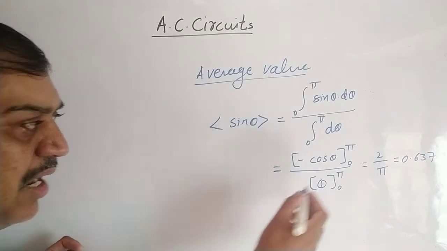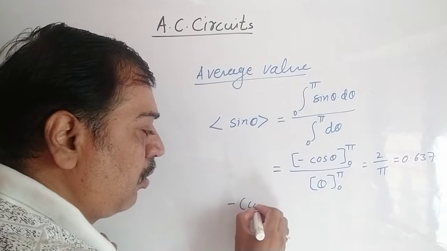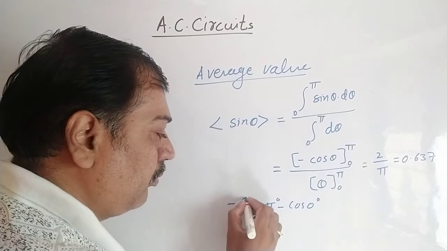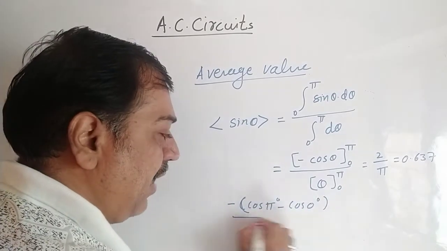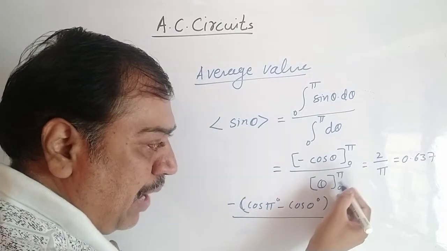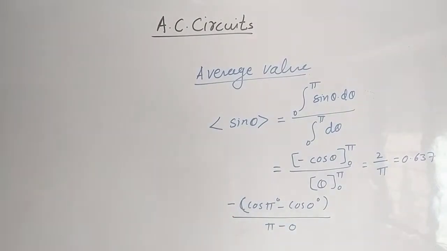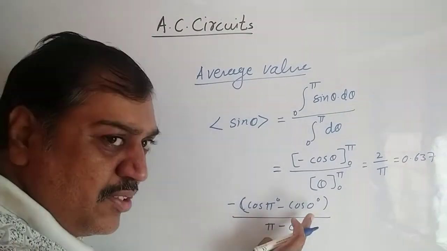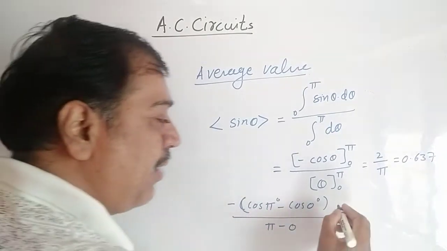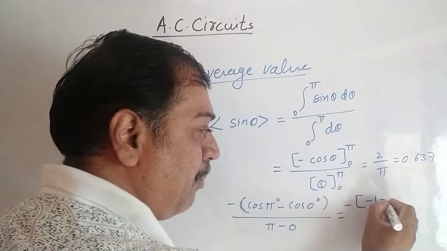So we have minus cos theta, with upper limit pi and lower limit 0. How can we write this? Minus cos of pi minus cos of 0 degree, divided by theta. For the upper limit, put pi instead of theta, and 0 for the lower limit, so pi minus 0. If we solve this, cos of 0 is 1, and cos of pi is minus 1. The same can be written as minus of minus 1.